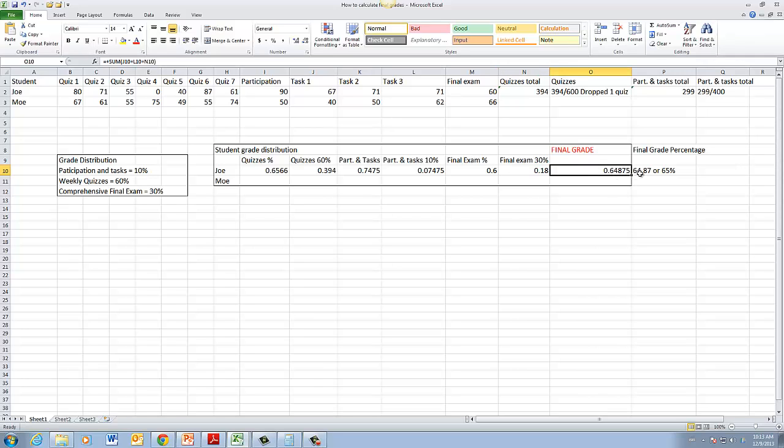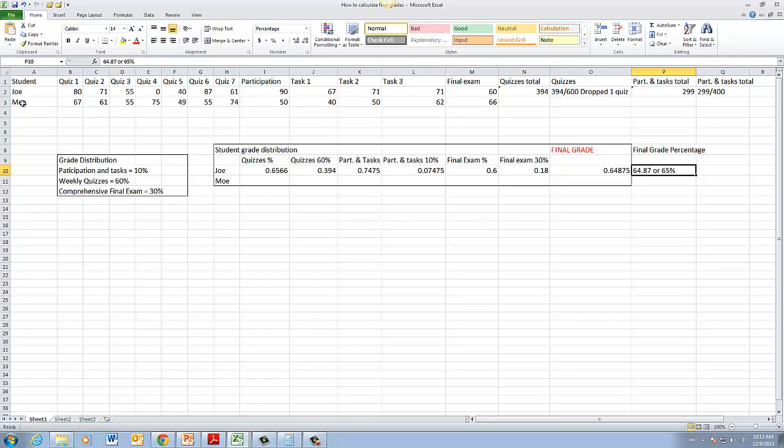And then Joe got a 0.64875, or if we convert that into a percentage, 64.87, by simply taking your decimal point and moving it over two spaces, and then you have a 64.87, or rounded up, a 65%. That is what Joe got as a final grade using this grade distribution.